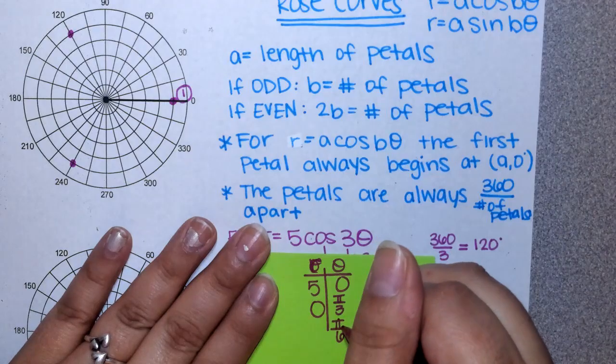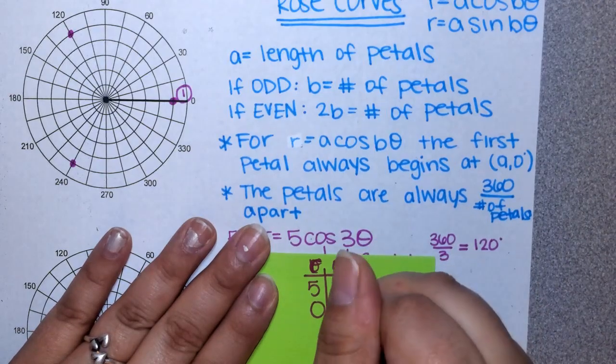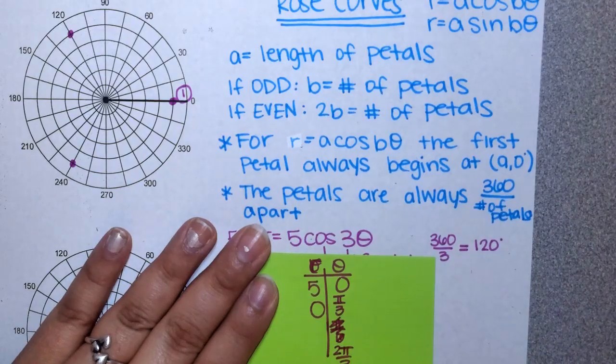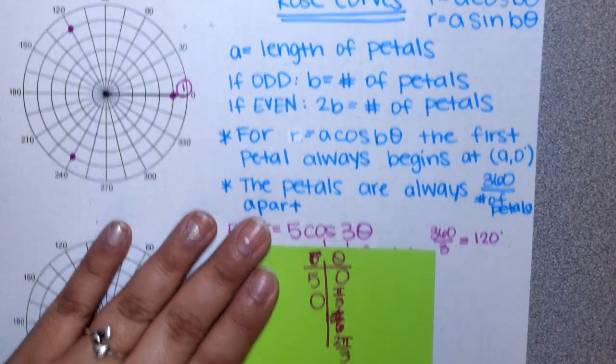Sorry, hold on. No, I'm going to show you a trick way. Not pi over 6. Let's do 2 pi over 3. I think I'm missing one, but let me see. 2 pi over 3.